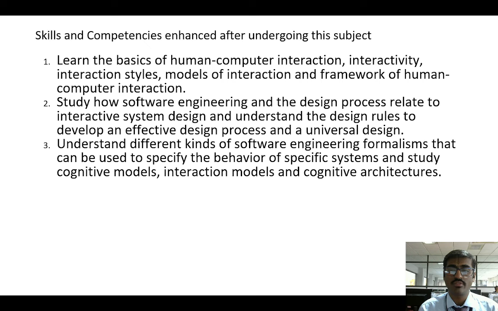Understand different kinds of software engineering formalisms that can be used to specify the behavior of specific systems, and study cognitive models, interaction models, and cognitive architectures. So there are various formalisms which have been defined, and they are used to specify the behavior of specific systems. For example, an ATM has its own application wherein we can do transactions. Nowadays we can deposit the amount as well as withdraw the amount. In such a way, we have specific systems designed for specific applications. They have their own formalisms and their own design process. ATM was just an example. In this way, we will be learning a generalized process of how things are designed.